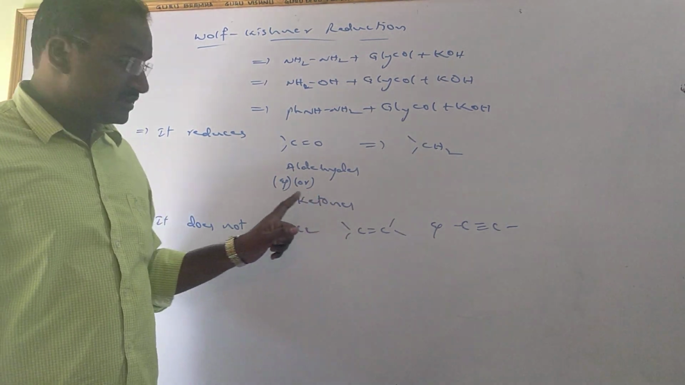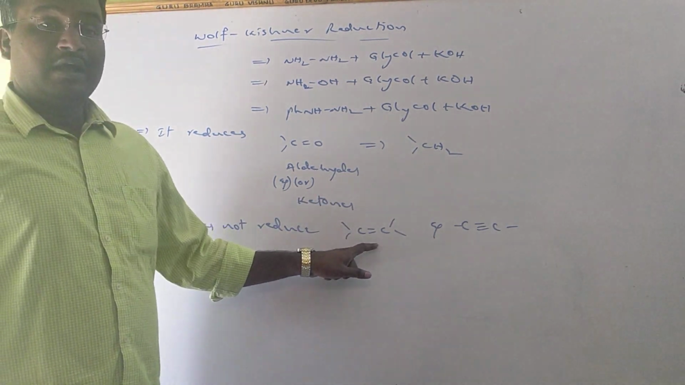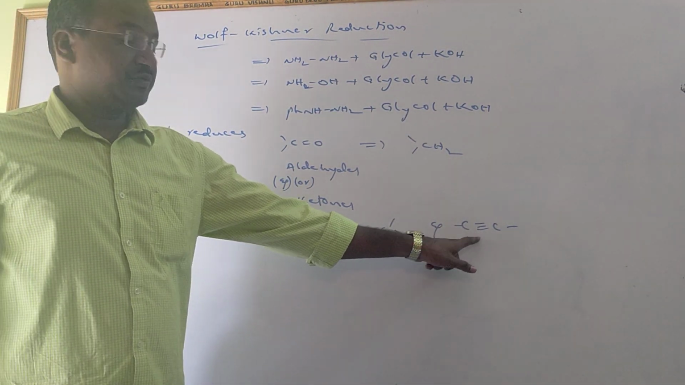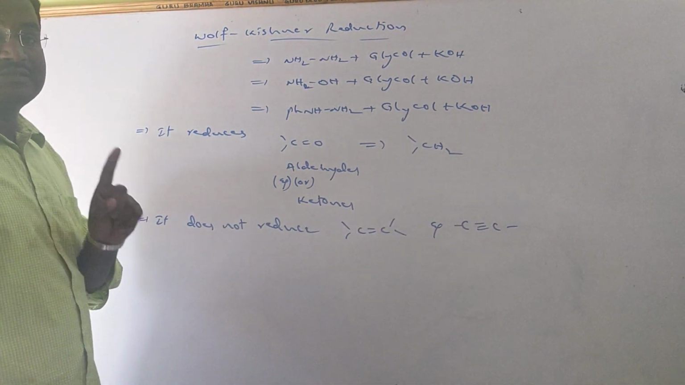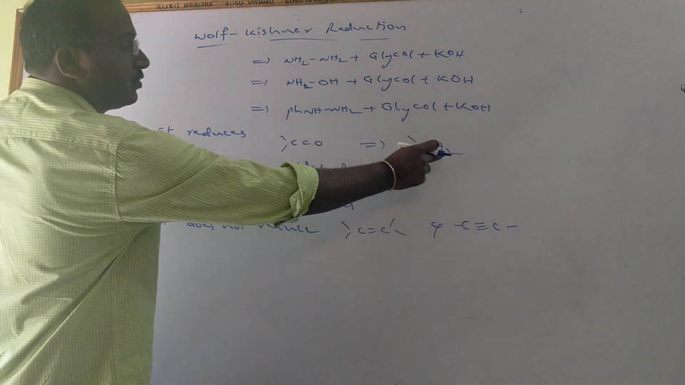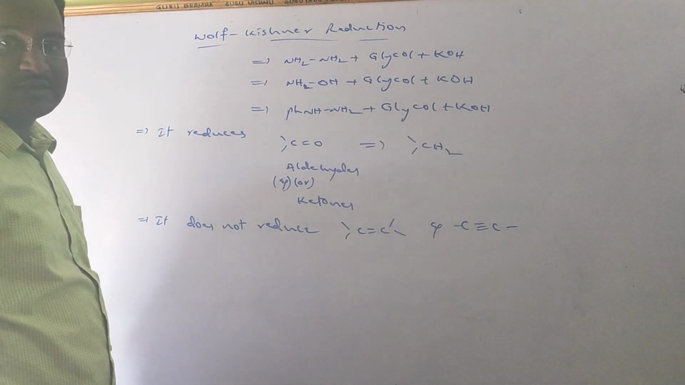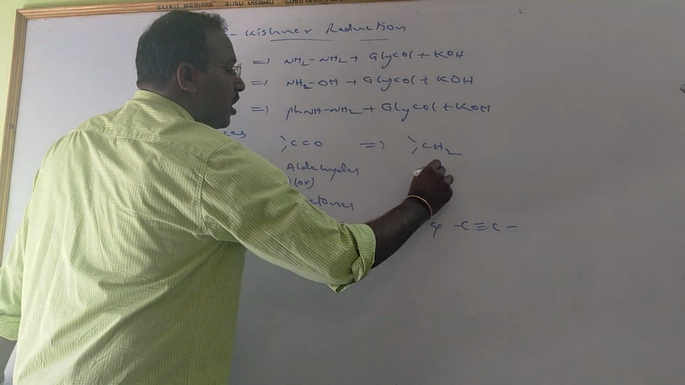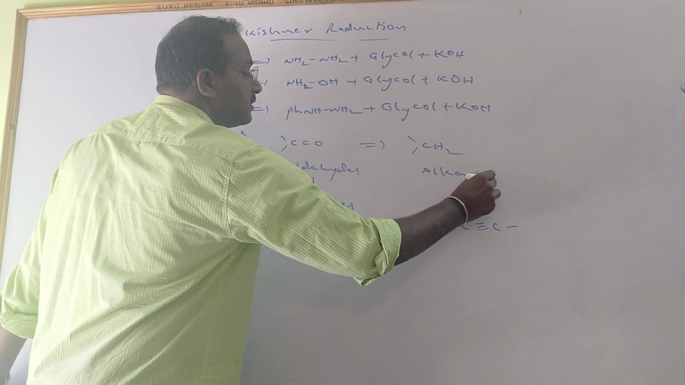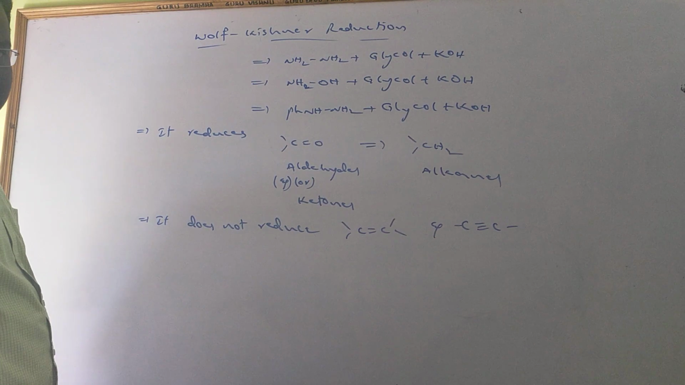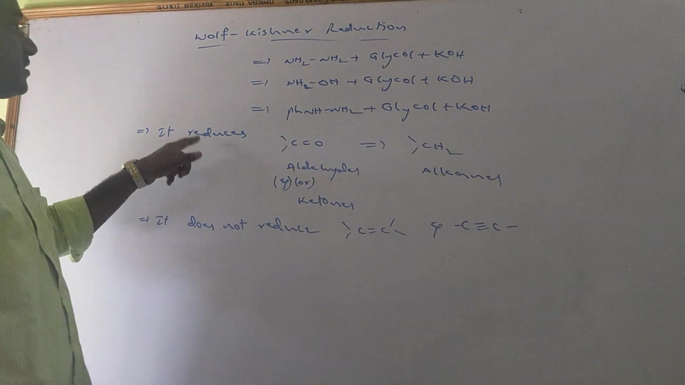Wolff-Kishner reduction does not reduce unsaturated bonds, that is alkene double bond and alkyne triple bond. If they are there, it does not touch them. It only reduces the carbonyl group to CH2, aldehydes and ketones to CH2. Finally, they convert into alkanes. So aldehydes and ketones finally convert into alkanes. Let us see the mechanism first.